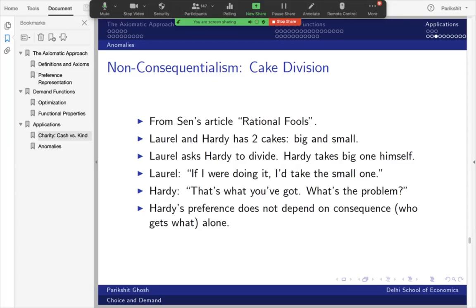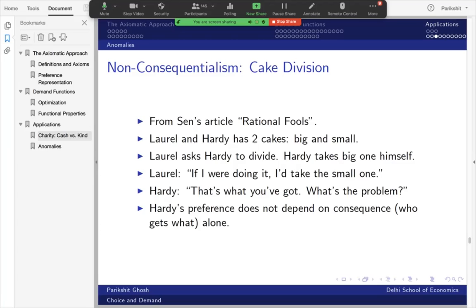Okay. So Laurel's sentiment cannot be understood in a consequentialist framework. In a consequentialist framework, all that matters is who consumes what at the end of the day. Right? In a consequentialist framework, you can have altruism. If Laurel, for example, just loved his friend a lot and wanted him to have the big cake, then it wouldn't matter who made the choice, right? Once his friend took the big cake, Laurel would still be happy.